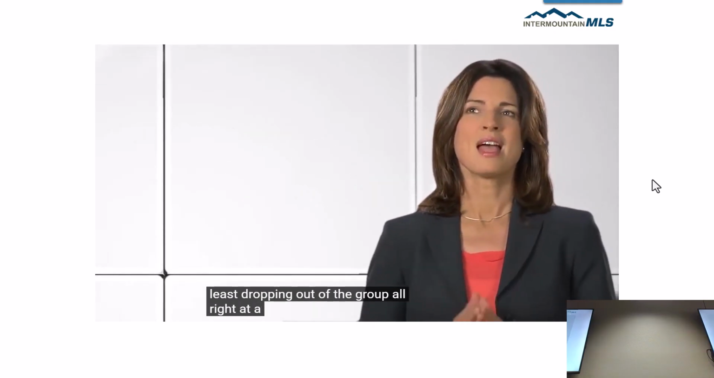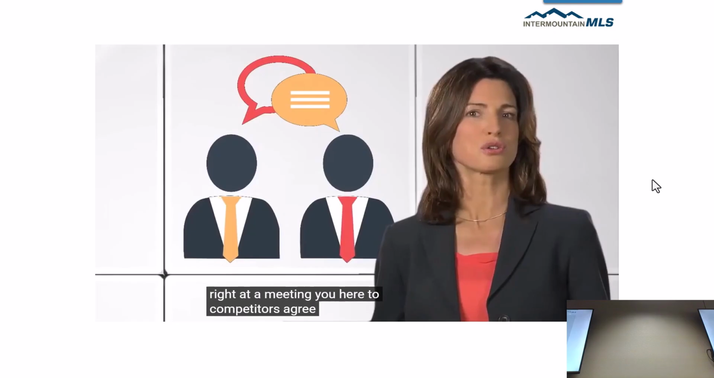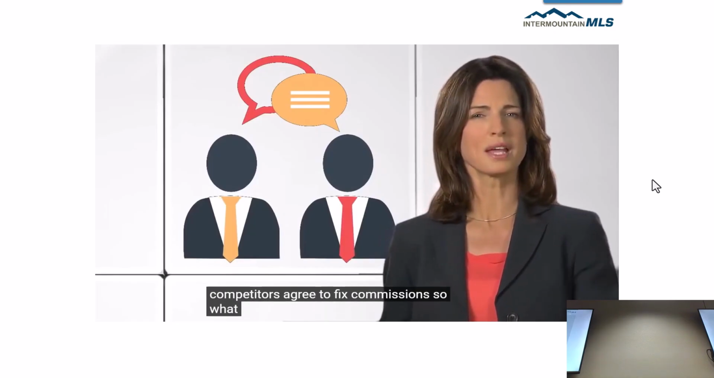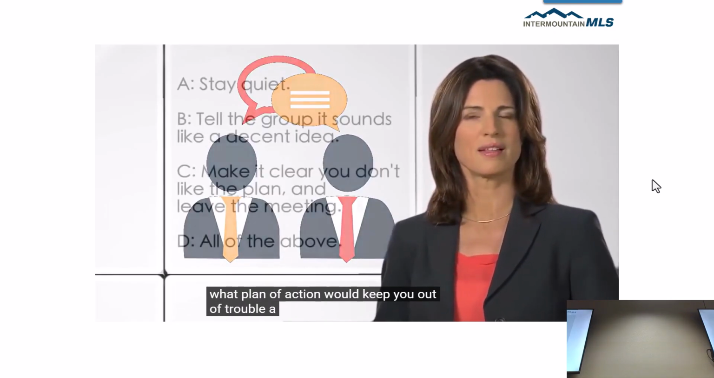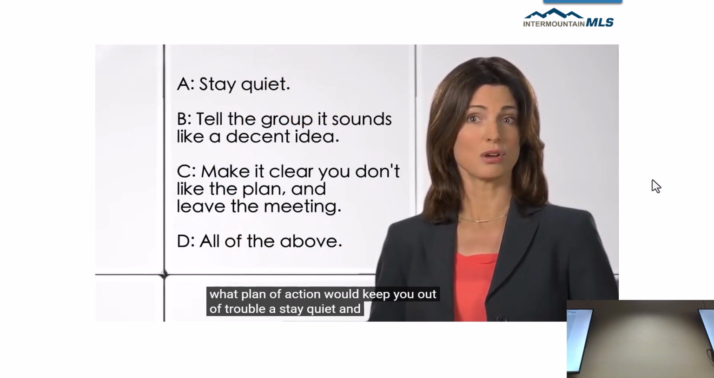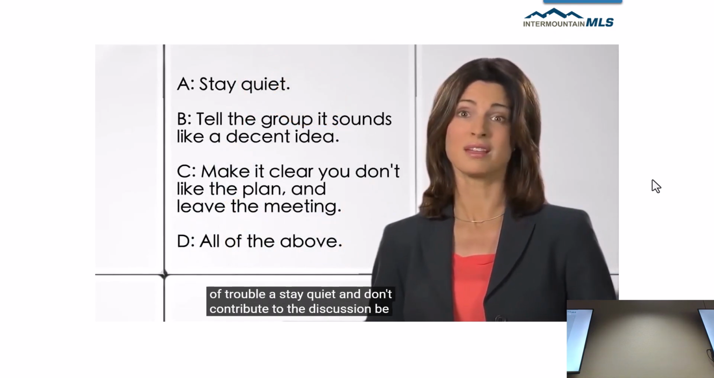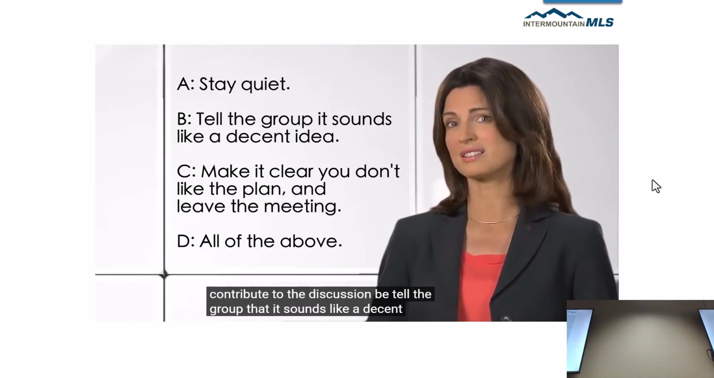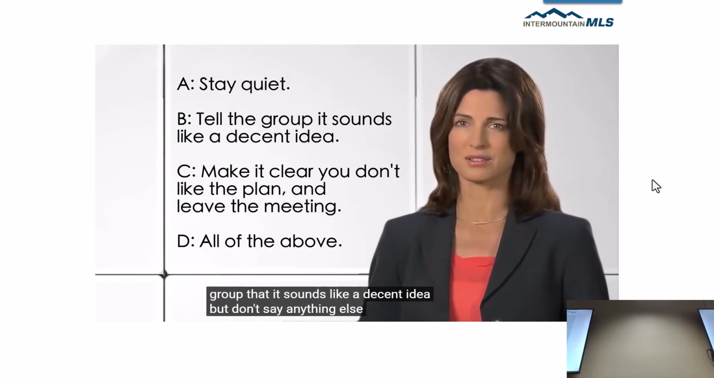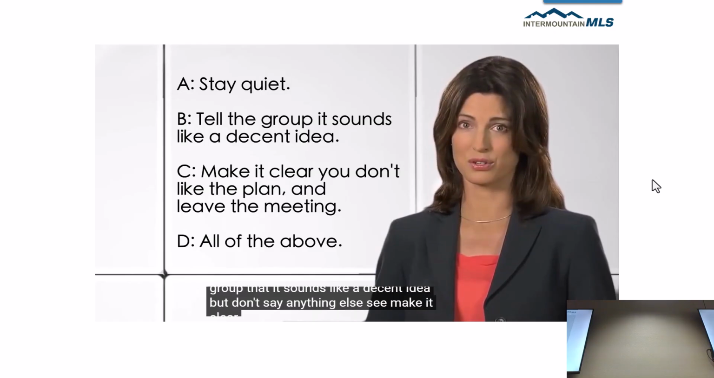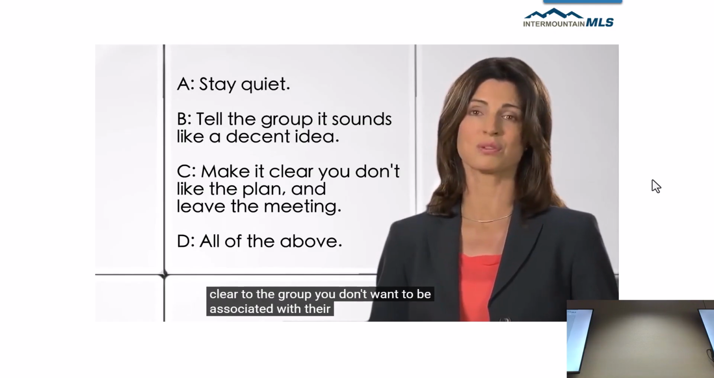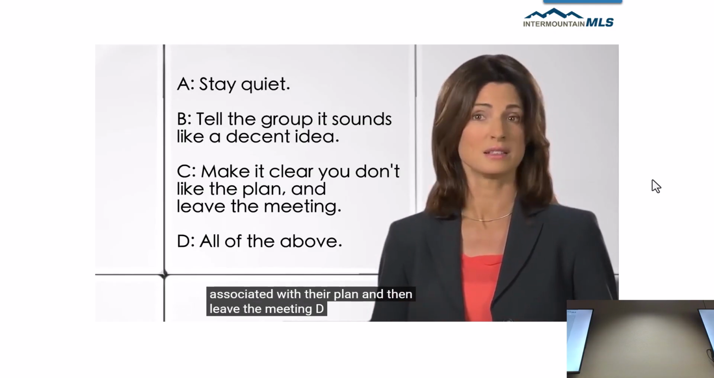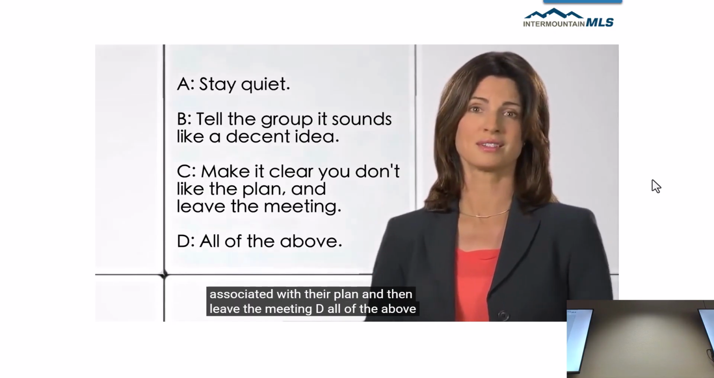All right. At a meeting, you hear two competitors agree to fix commissions. So what plan of action would keep you out of trouble? A, stay quiet and don't contribute to the discussion. B, tell the group that it sounds like a decent idea, but don't say anything else. C, make it clear to the group that you don't want to be associated with their plan and then leave the meeting. D, all of the above.